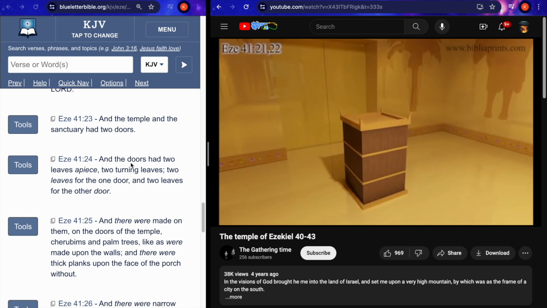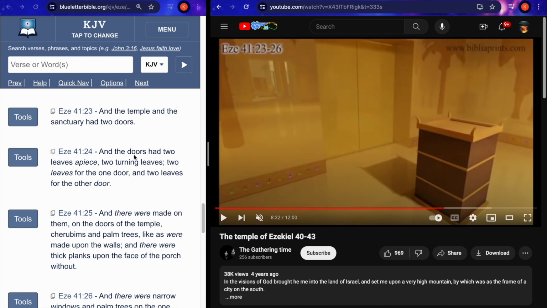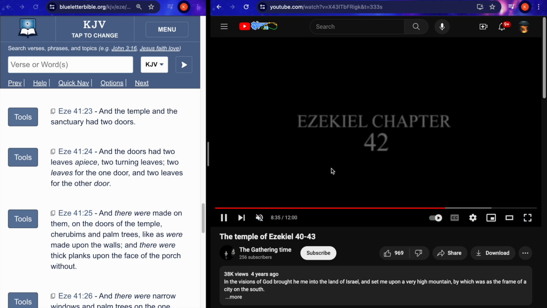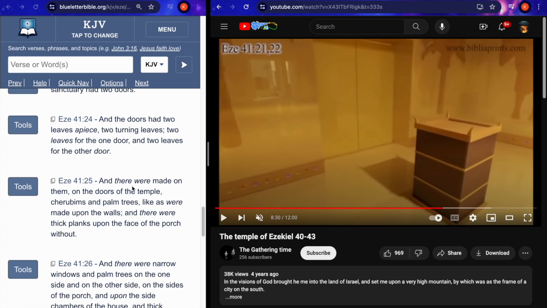Verse 23, and the temple and the sanctuary had 2 doors. And so you can see 2 doors right there. And the doors had 2 leaves apiece, 2 turning leaves, 2 leaves for one door, and 2 leaves for the other door.